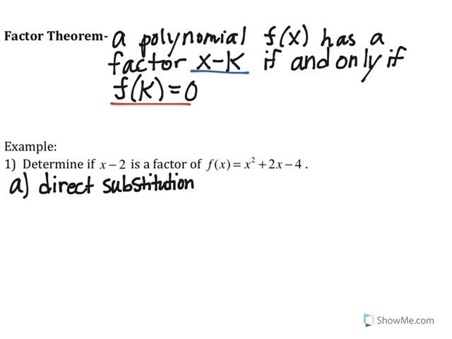If we have a factor of x minus 2, that means that the value that we would plug in would be the opposite sign, x equals 2. So you always switch the sign whether you're going to substitute or whether you're going to do synthetic division. So we're going to find f of 2.